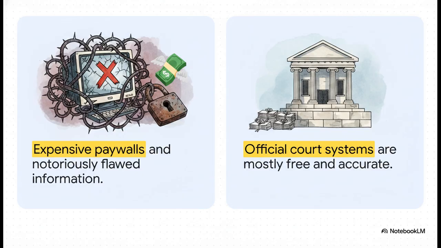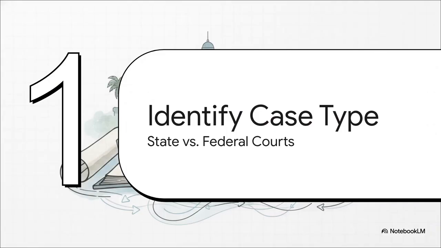The absolute biggest mistake people make right out of the gate is jumping onto random public records websites. You know the ones. They lure you in, promising a quick search, but what do they actually lead to? You usually end up hitting expensive paywalls. And honestly, the info is notoriously flawed anyway. We're talking outdated data, missing files, or even completely wrong identities. Official court systems, on the other hand, are way more accurate and, best of all, they're mostly free for basic public viewing.